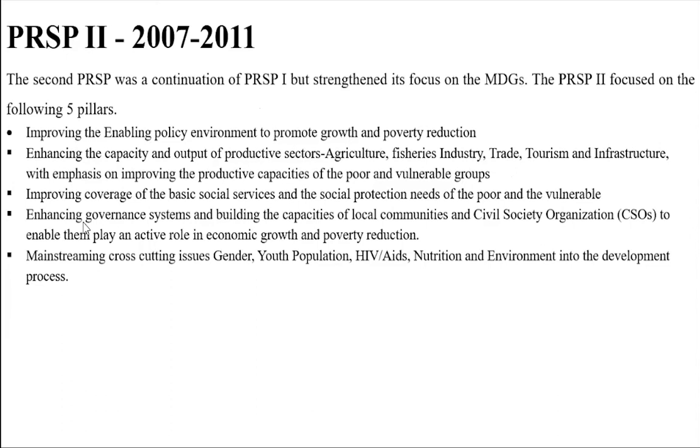And after the first PRSP, we have the second PRSP, 2007 to 2011. It was a continuation of the first PRSP, but strengthened its focus on the MDGs. The focus of the PRSP was on 5 pillars. First, improving the enabling policy environment to promote growth. Second, enhancing the capacity and output of productive sectors. Third, improving coverage of basic social services. Fourth, enhancing government systems and building the capacity of local communities. And 5, mainstreaming cross-cutting issues such as gender, youth, HIV/AIDS, nutrition, environment into the development process.